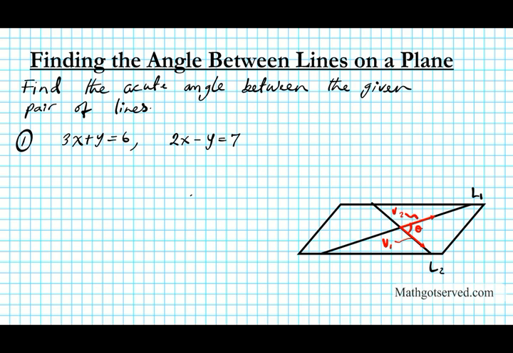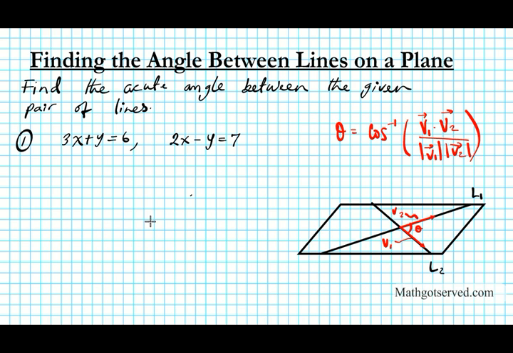The reason why I'm using vectors is because there's a cool formula that we can use to find the angle between two vectors, right? The formula is theta equals the inverse cosine of the dot product v1 dot v2 divided by the magnitude of vector v1 multiplied by the magnitude of vector v2. Okay, so this basically helps me figure out what theta is. Alright, so finding the angle between two lines is reduced to finding the angle between two vectors that are parallel to the respective lines. Okay, so that's what we're going to do.